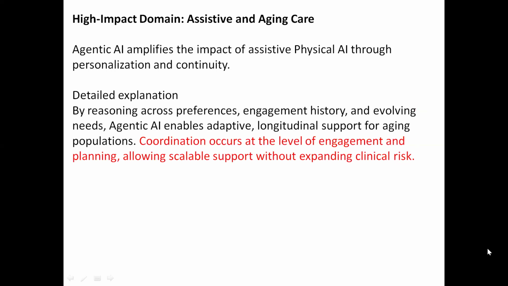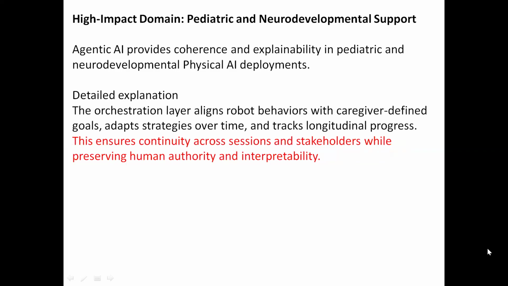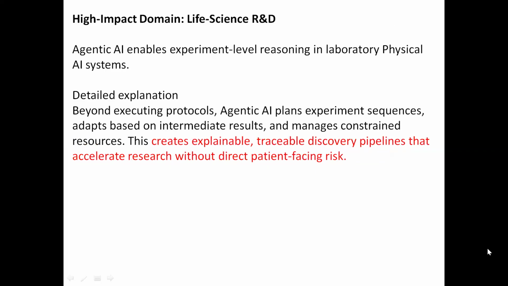And also elder care, right? Coordination occurs. For example, a multi-agent kind of system for engagement and planning, a little bit more coordinated, allowing scalable support without expanding clinical risk. Also pediatric and neurodevelopmental support will be possible. And also life science and R&D.